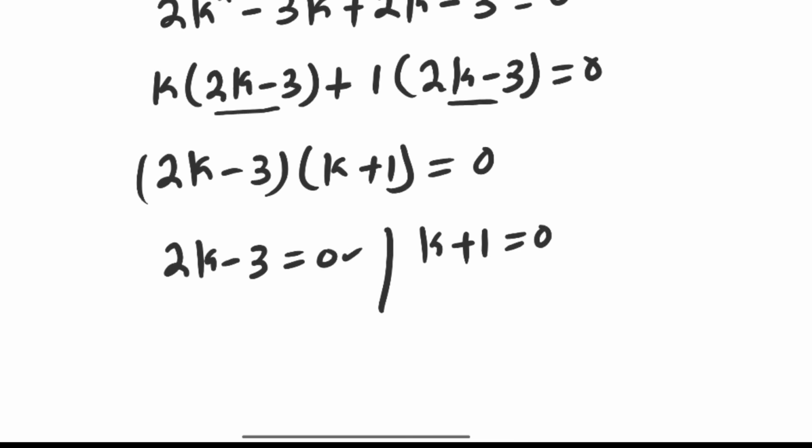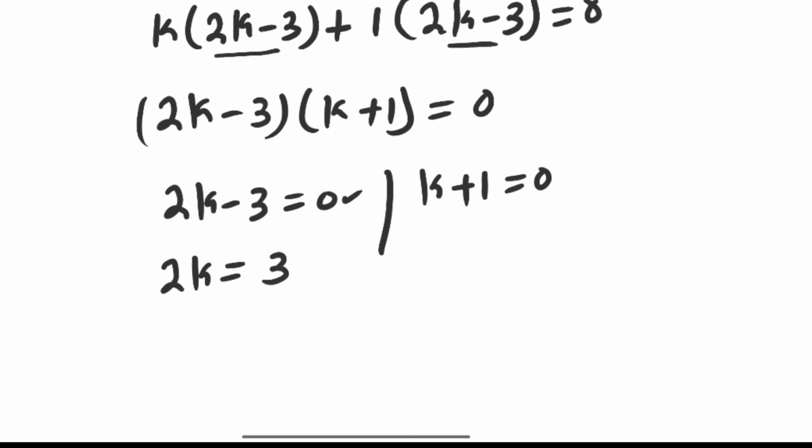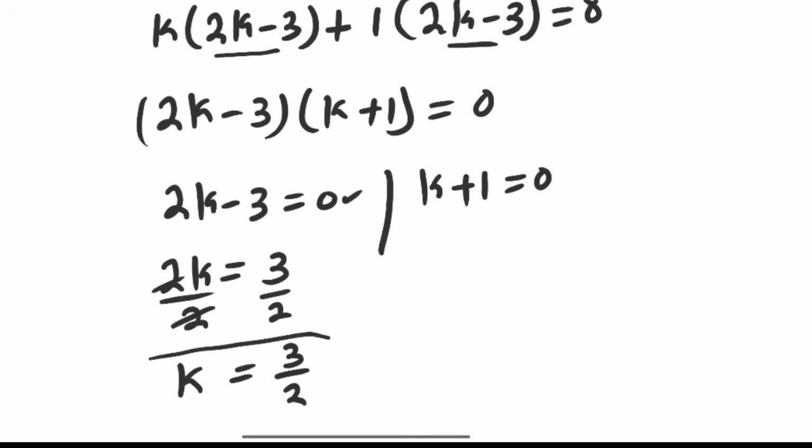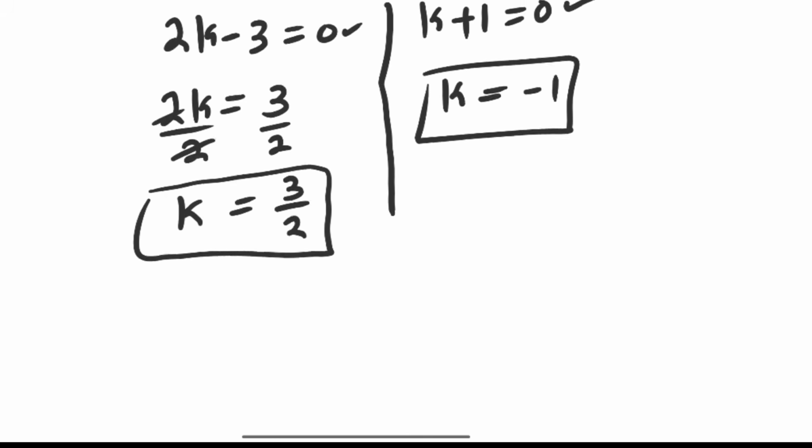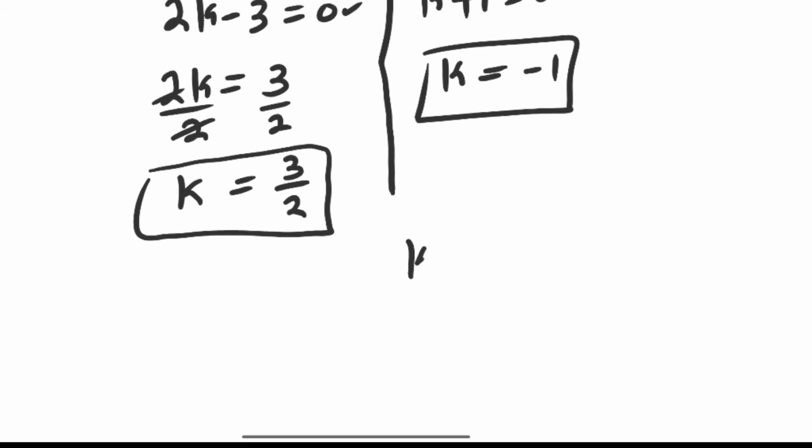Then from here, 2k is equal to 3. Let's divide both sides by 2. These two cancel these two. K is equal to 3 over 2. This is the value of k here, and from here k is equal to minus 1. This is another value of k. Therefore, our final answer are k is equal to minus 1, 3 over 2.